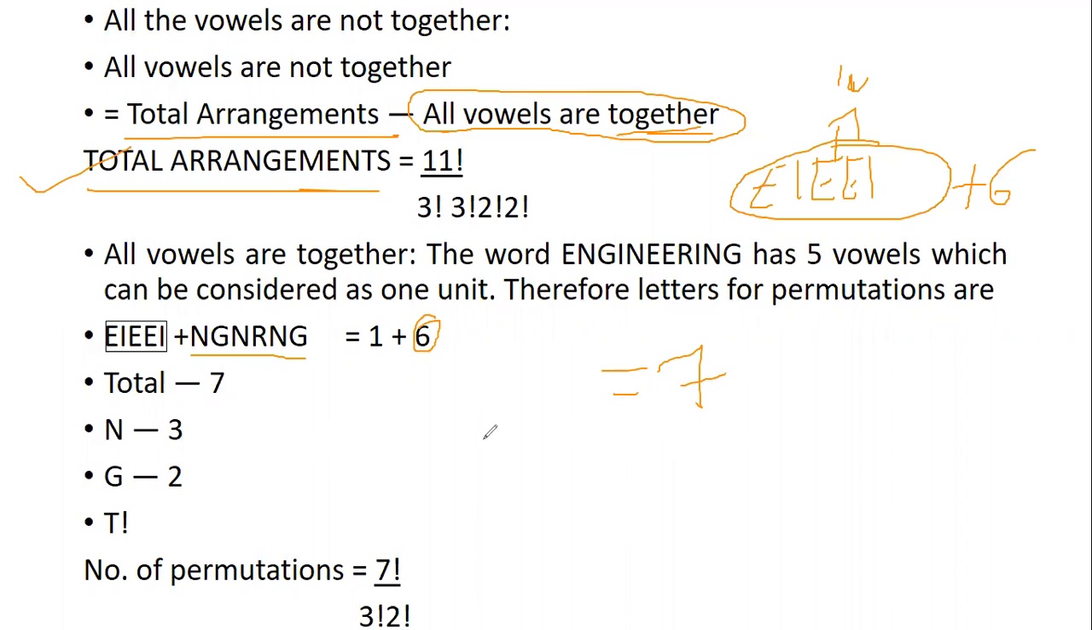Before I continue, did you all understand this part? 1 plus 6, 1 unit and 6 units. How about others? Everybody understood? I only got 2 people answering. Okay, 3. Come on, reply if you have understood. Okay, so this is 7.